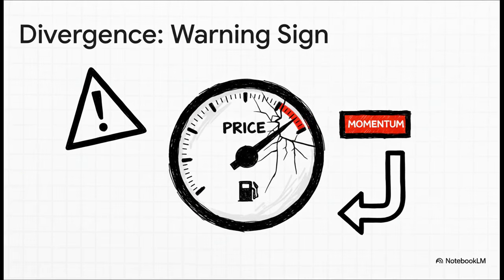Look, divergence is a massive warning sign. It's telling you that the conviction, the energy behind that price move is fading. Yeah, the crowd might still be buying, but the force behind that buying is getting weaker and weaker. The trend is basically running out of gas, and a reversal could be right around the corner.